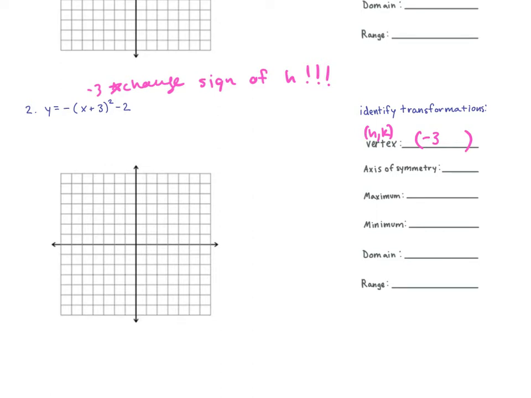All right, what's our k? -2. Perfect. So what's our axis of symmetry? X is equal to -3. Don't forget to put that x is equal to. And then what's our domain? All real numbers.